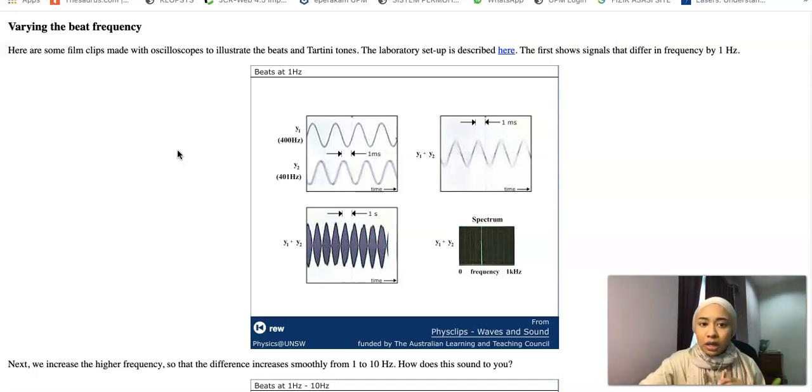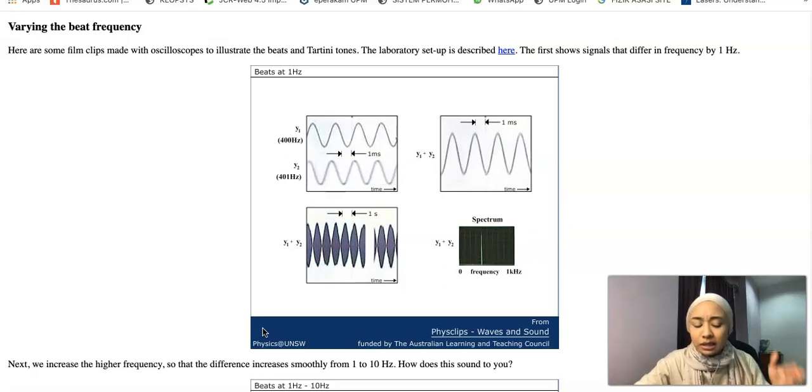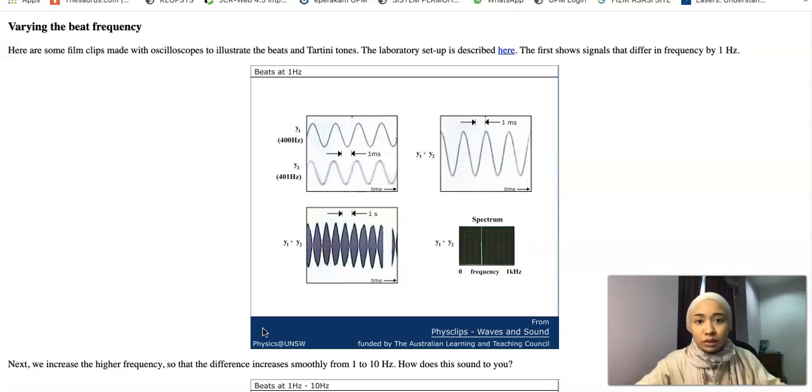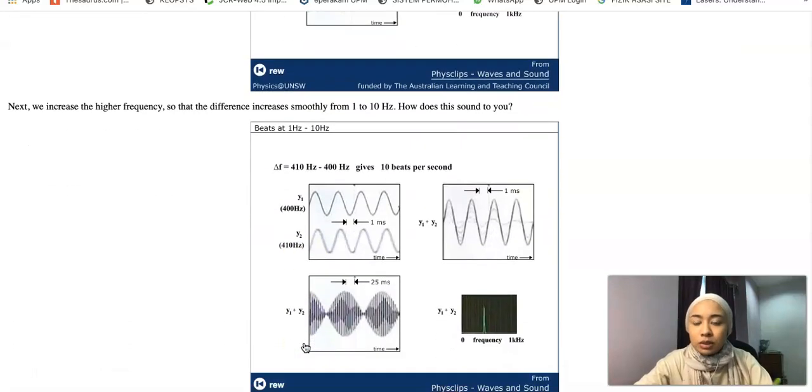What happens when we have a lower beat? What happens when we have a higher beat? So this is the first example. We have 400 and 401. So the beat frequency is 1. So let's listen for a moment. So the alternation in loudness is slow, right? It's like slow.